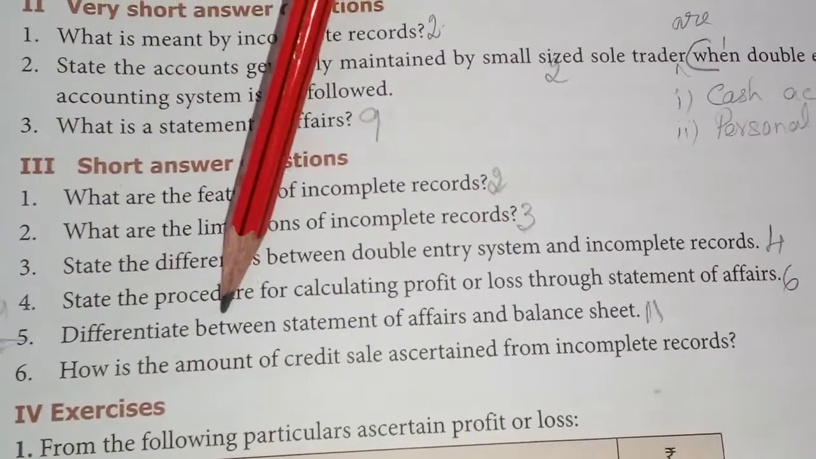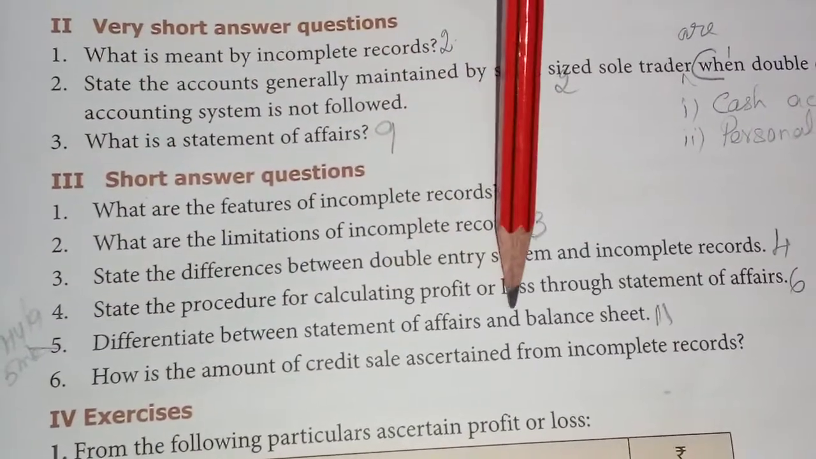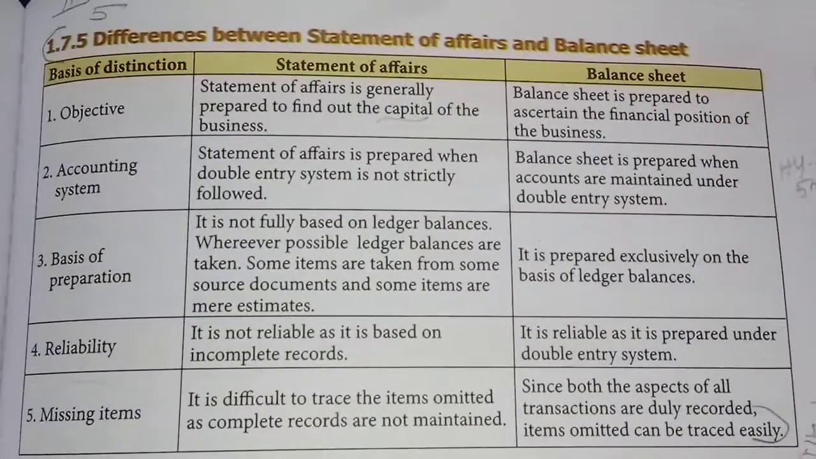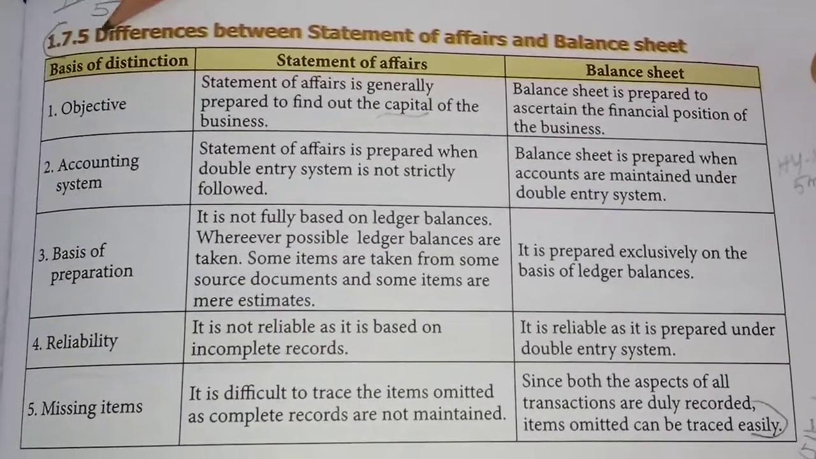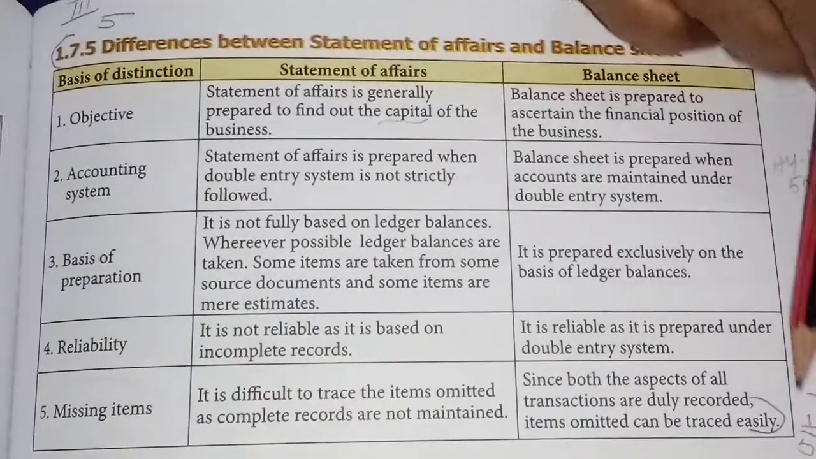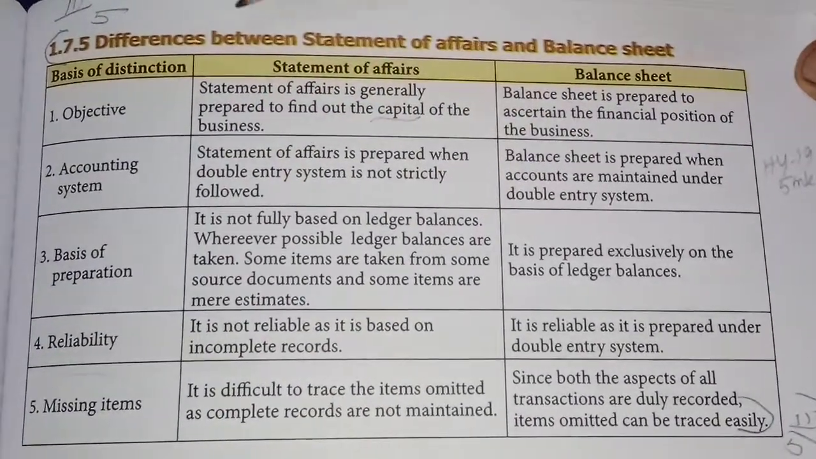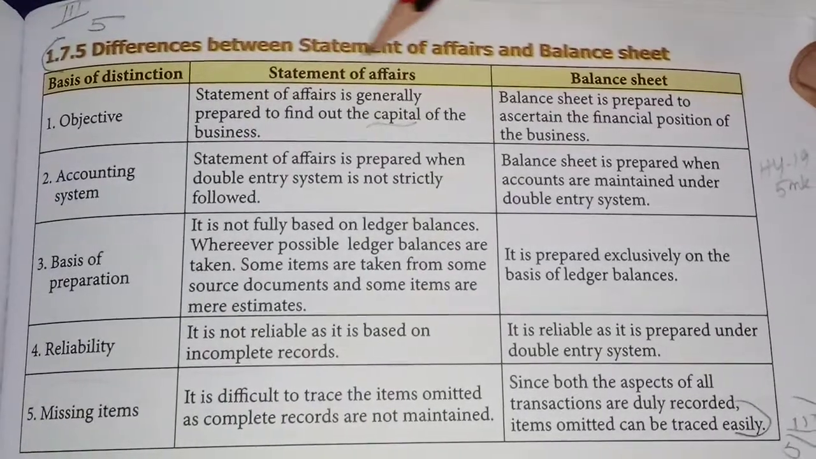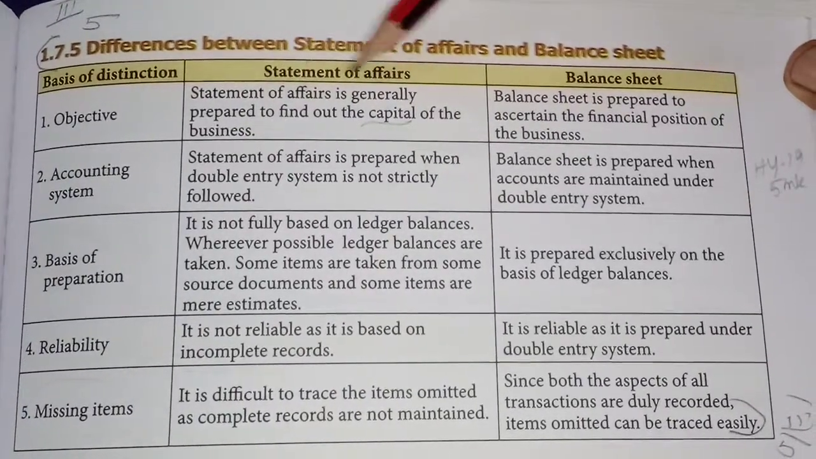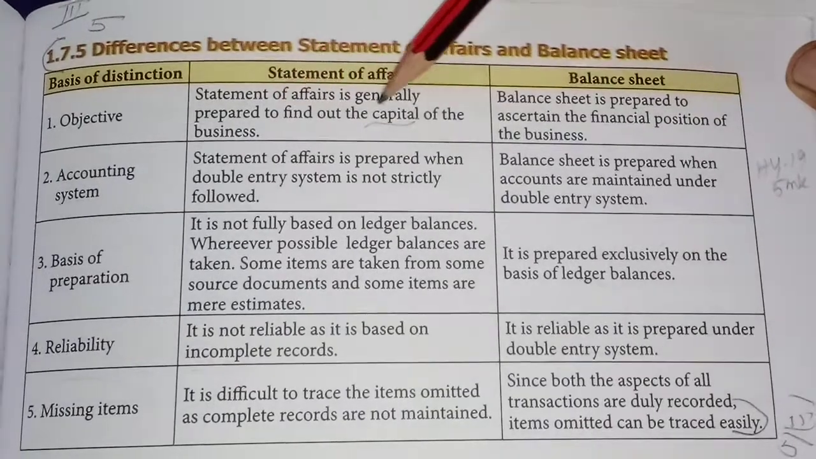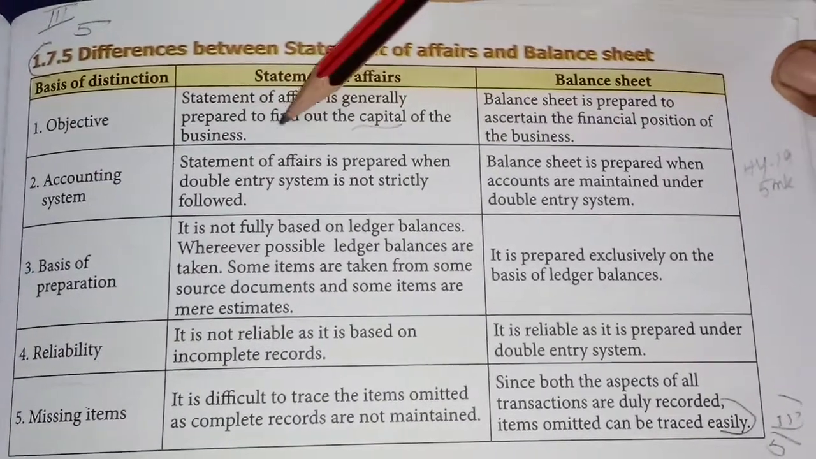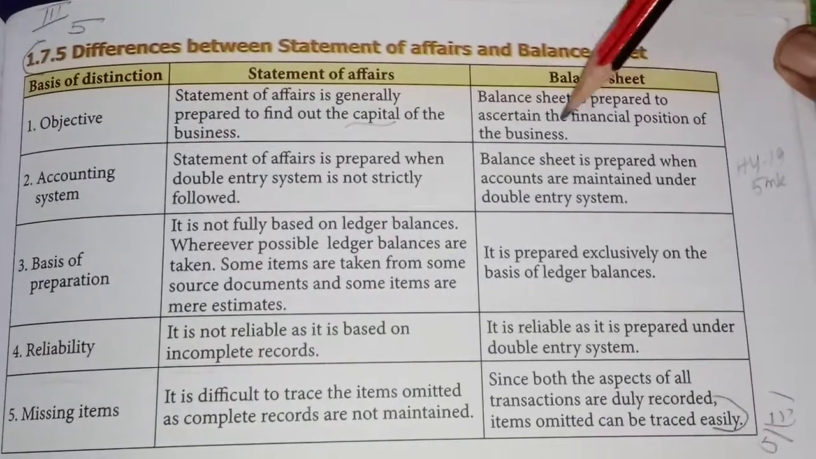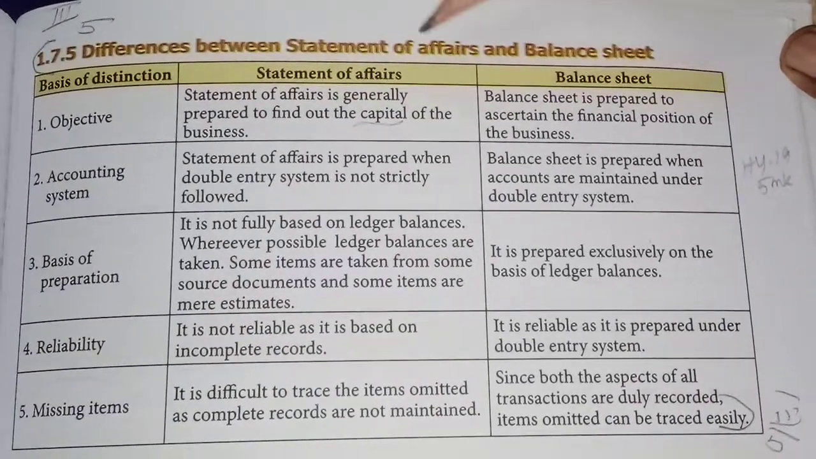5th question: differentiate between statement of affairs and balance sheet. It is on page number 11. Here you have to write all the 5 points fully. First, objective. Statement of affairs is prepared to find out the capital of the business. That is the main thing. Balance sheet is prepared to ascertain the financial position of the business.